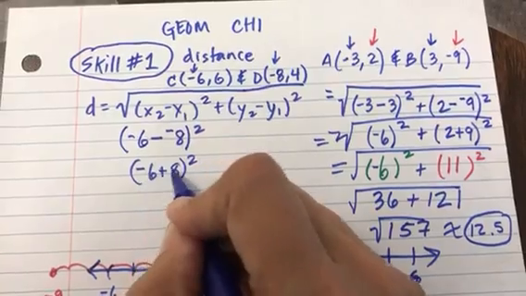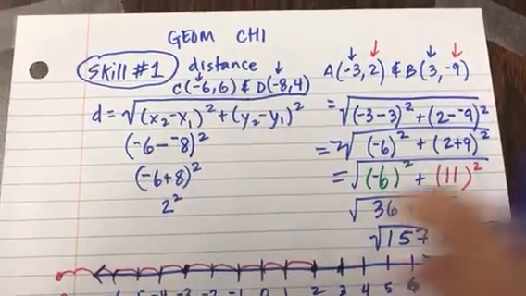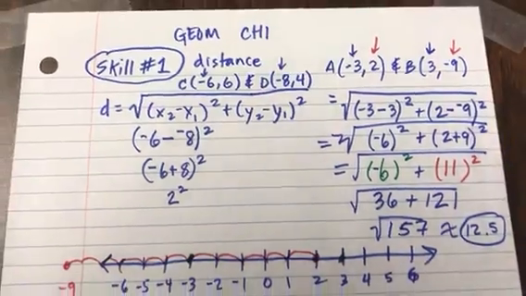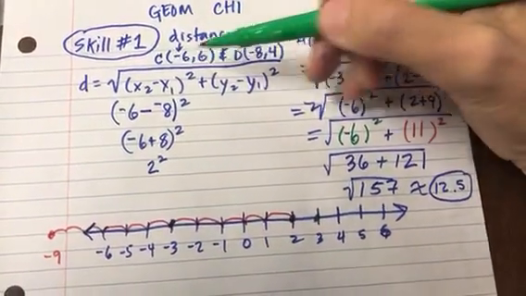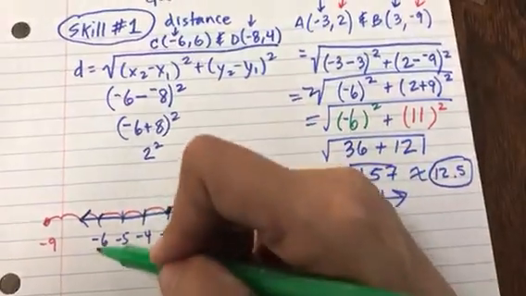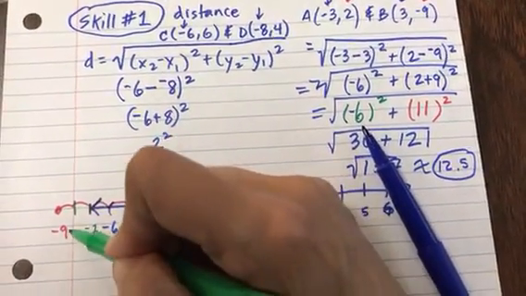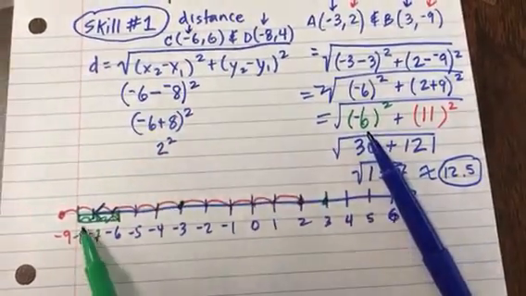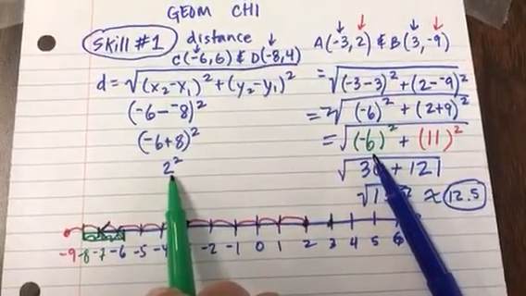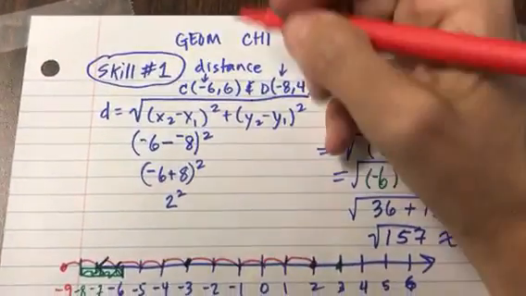And negative 6 plus 8 is 2, and I'm going to have 2 squared. Well, I wonder if I could have checked this. Yep, I could have. When I check negative 6 and negative 8, and now let me extend my number line here, negative 6 and negative 8 are 2 away from each other, and that's where this number 2 comes from. Now let's take a look at my y values.